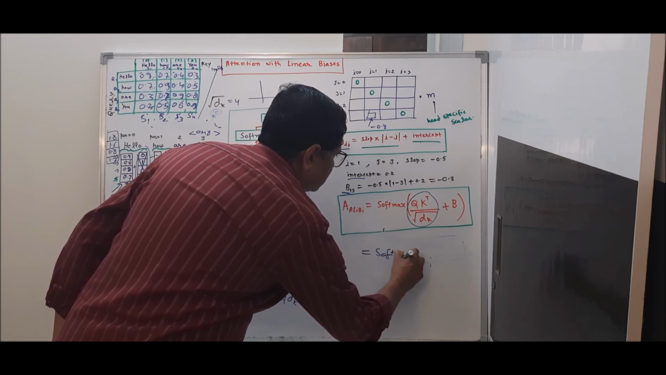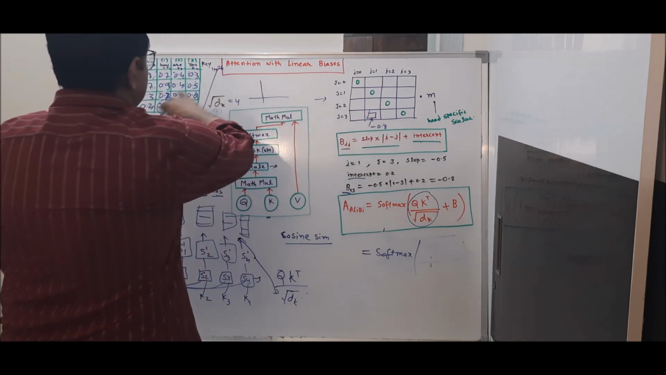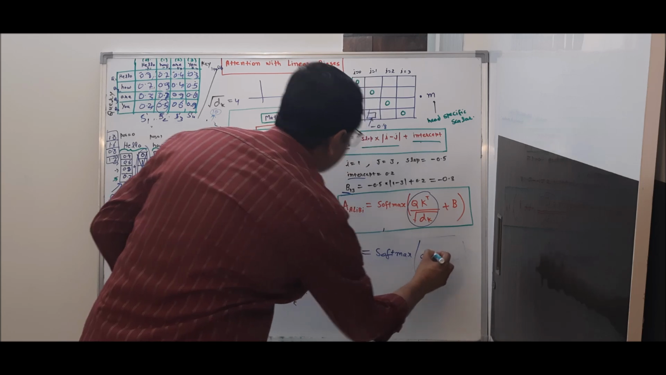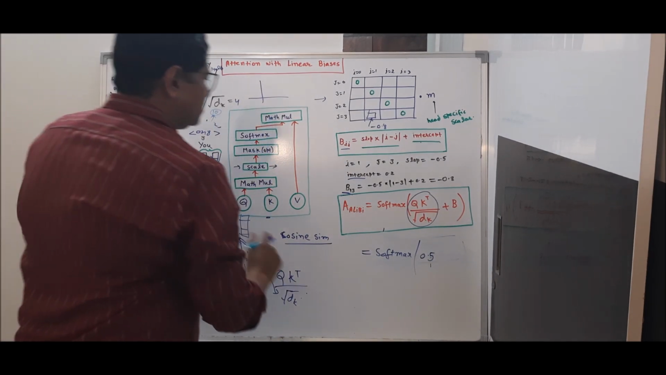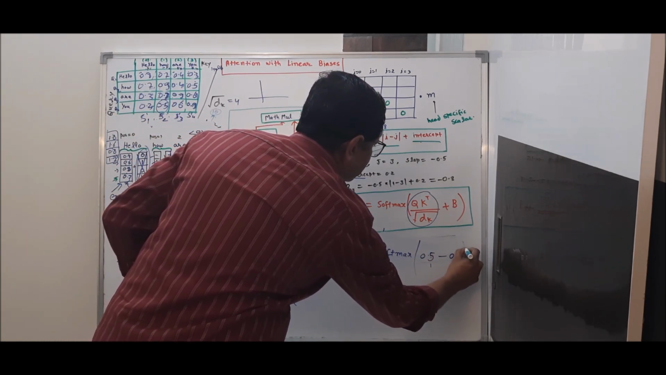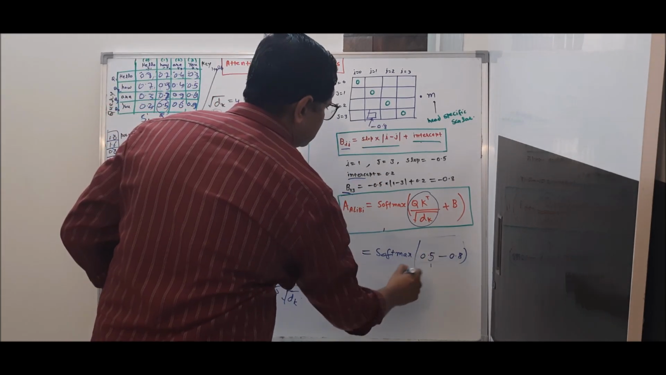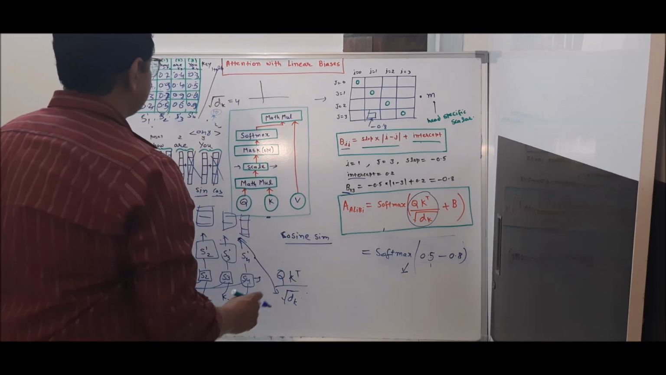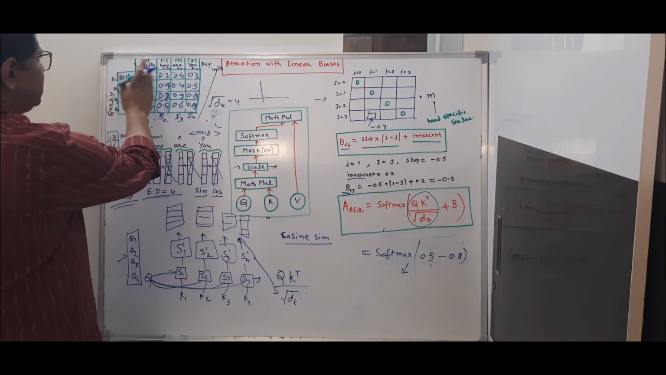I am just showing this for two parts, not considering the entire thing, for simplicity. So this value will be 0.5, suppose, after the entire scaling and everything, and here it will be minus 0.8, because this is a minus sign. Once we calculate the value, it will add some relative bias to this number.